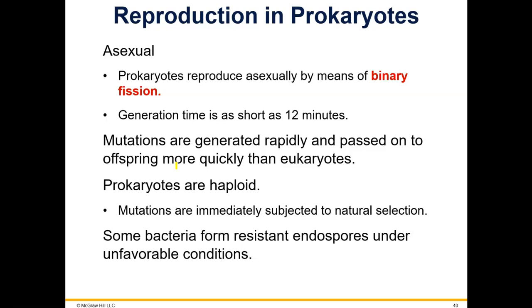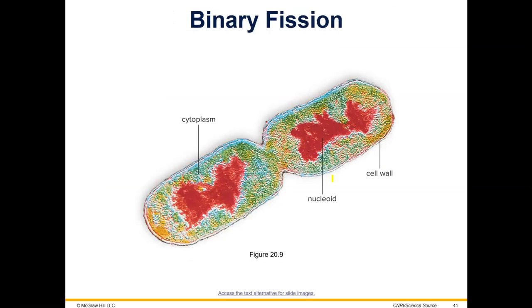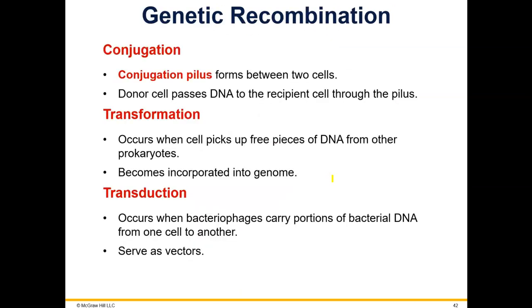And reproduction is asexual through binary fission, which means splitting in half. They can reproduce in as short as 12 minutes, but sometimes it's longer. They have high mutation rates. Prokaryotes are haploid. They only have a single circular chromosome. So a single chromosome means they're haploid. Diploid means 2 chromosomes. Some can form endospores. This is showing you a picture of binary fission.